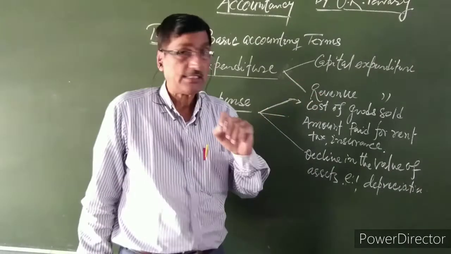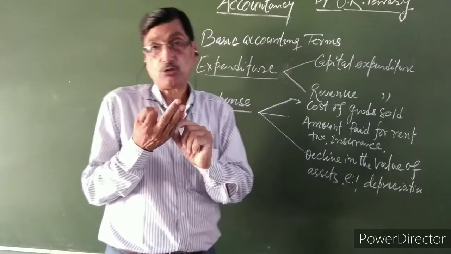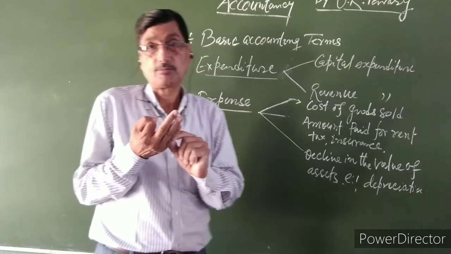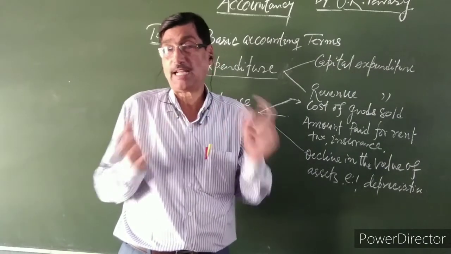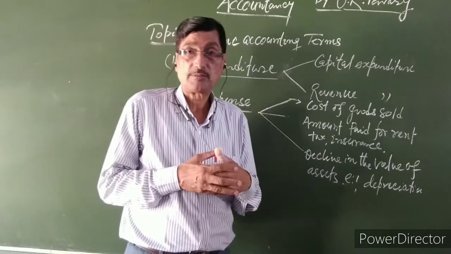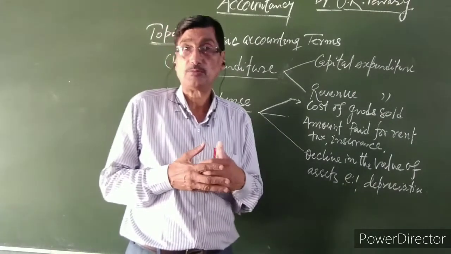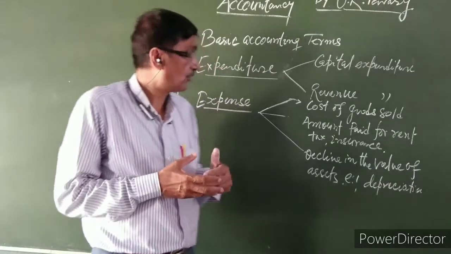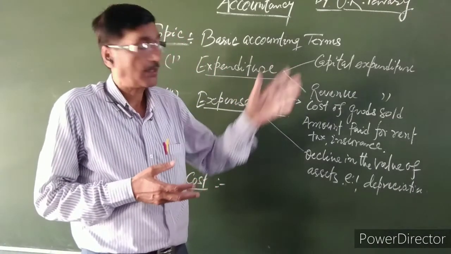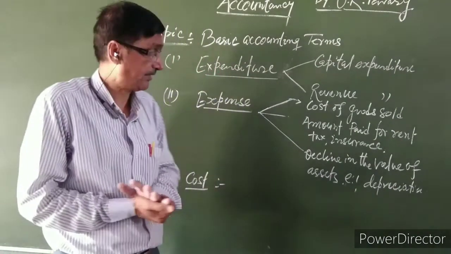Revenue expenditure examples: cost of goods sold, salary, wages, rent, tax, insurance, and other financial expenses, interest on capital, interest on loan. All those expenditures are called revenue expenditure.